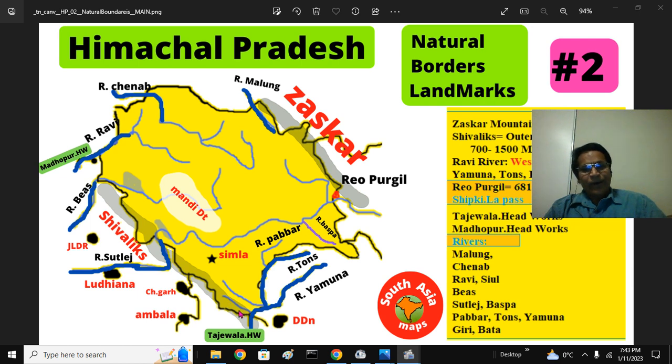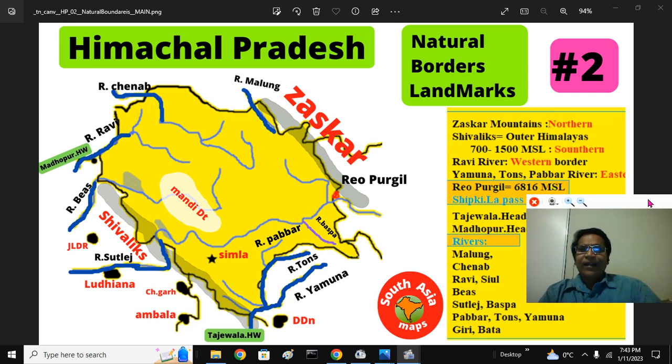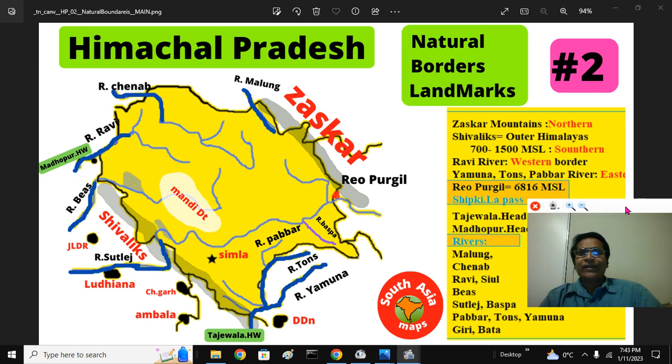The Shiwaliks are the outer Himalayas. The Himalayas have three parts: the greater, central and outer. The greater is here, and the central is the Pir Panjal and Dhauladhar. We'll talk about it later. This is the Zaskar mountains, northern. The Shiwaliks are the outer mountains in the southern part. The Ravi river and Siul river are tributaries in the western part.